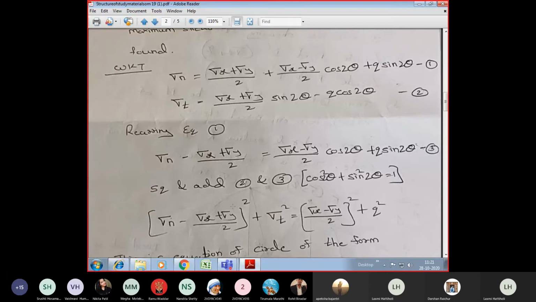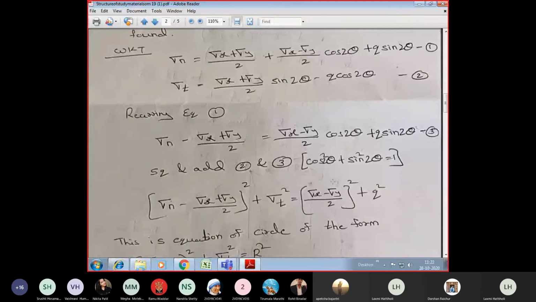You also know that cos square 2 theta plus sin square 2 theta is equal to 1. We know this fact. Do you know this? Yes? Right, so you can also use this. That's why I have given a hint here: cos square 2 theta plus sin square 2 theta is equal to 1. So what you need to do here is square and add equation 2 and equation 3.